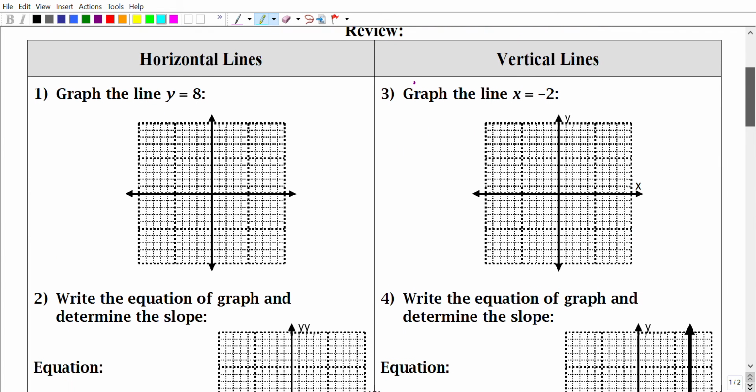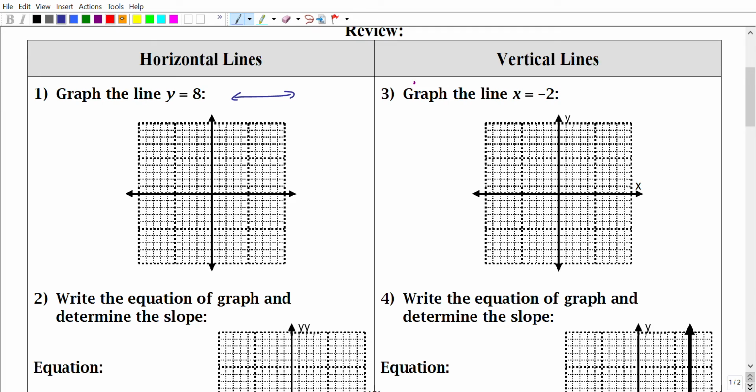Okay, so let's remember a little bit about horizontal lines. If we have something that says graph the line y equals 8, because I already have my little table here, we already know that's going to be a horizontal line. But now let's think about it. Why is it a horizontal line?